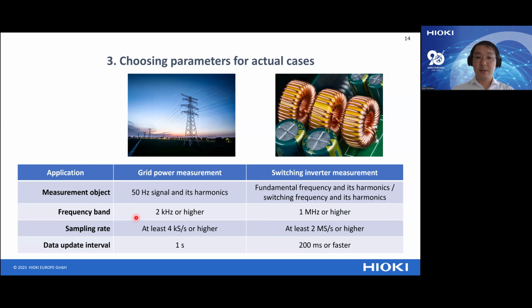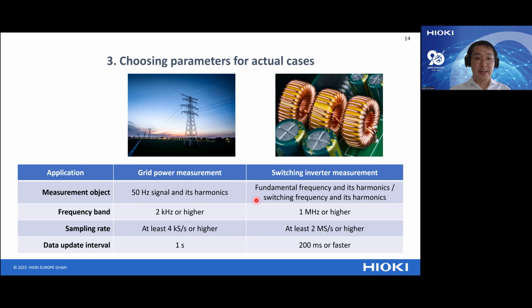Regarding the sampling rate, as we discussed earlier, to avoid aliasing, the sampling rate must be at least 4 kilosamples per second or higher. And regarding the data update interval, since we are focused on the overall power consumption, usually a 1 second update interval is enough. Now compare that to switching inverters, especially using SiC or GaN power semiconductors.